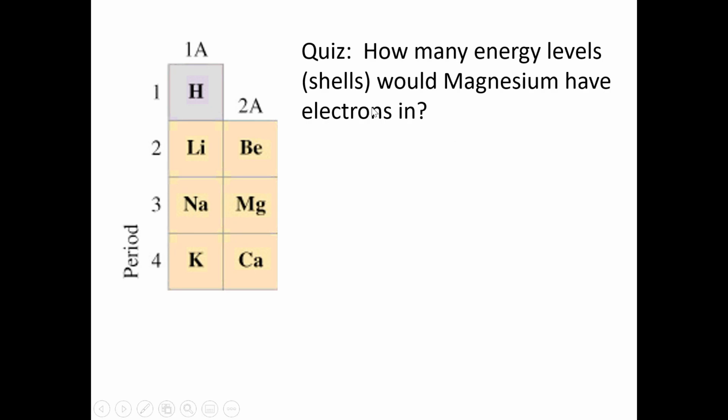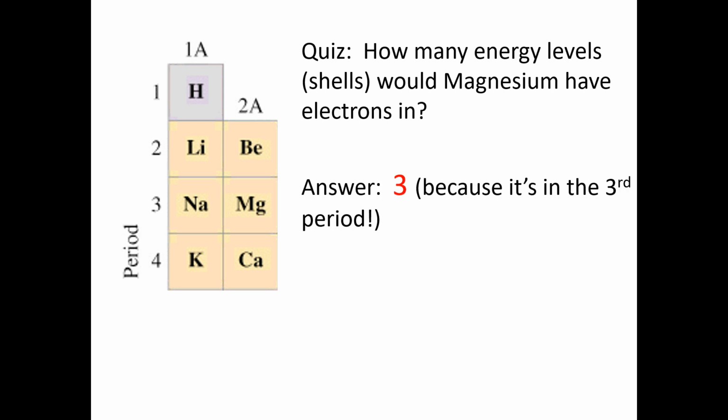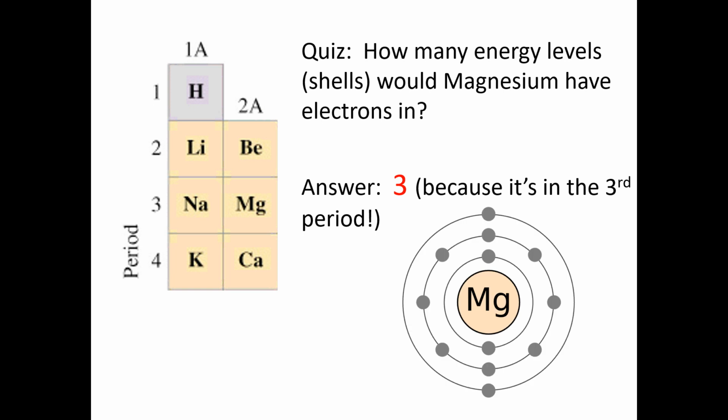How many energy levels or shells would magnesium have electrons in? Here's magnesium. It's in group 3. It's in period 3. So it would have 3 shells. And we can count them. 1, 2, 3.